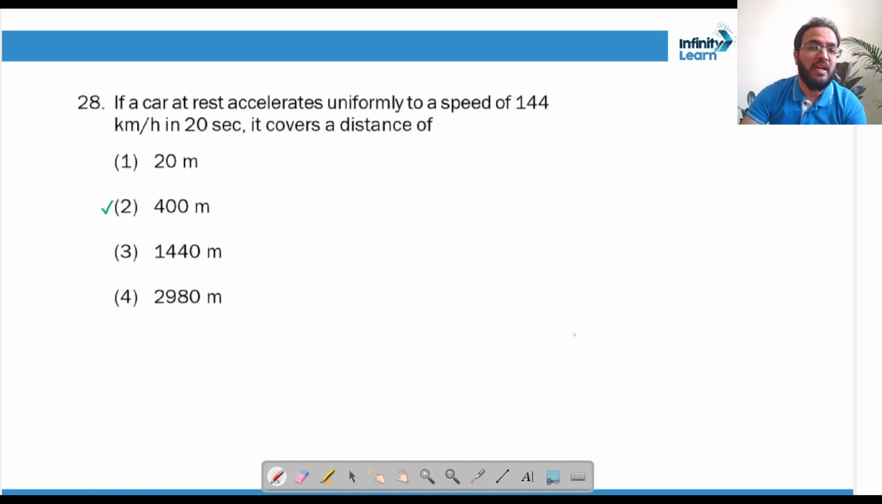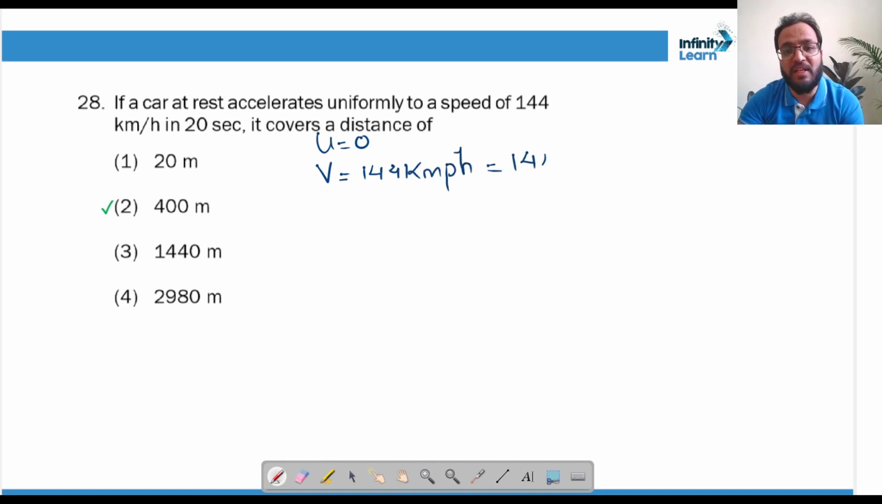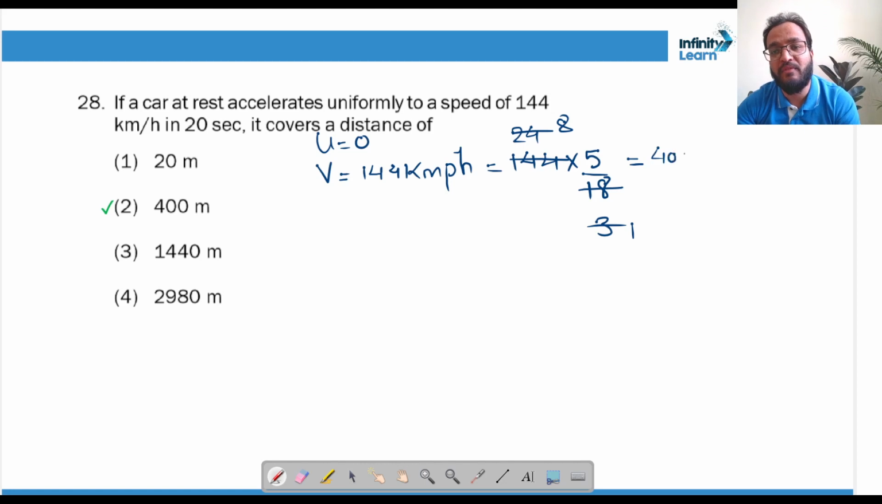30 meters, right? A car at rest accelerates to a speed of 144 km per hour. Initial speed is 0. Final is 144 kmph. Immediately write down 144 into 5 by 18. That is how much? It is coming out to be 40. 6 3 is a 6, 2 is a 12, 6 4 is a 24, 3 1 is a 3, 8 is a 8, 5 is a 40. So this is coming out to be 40 meter per second.